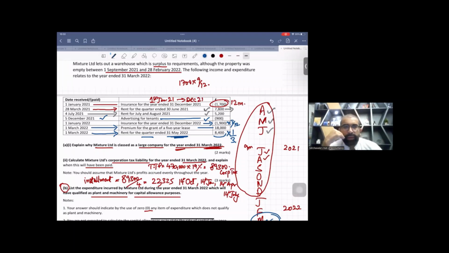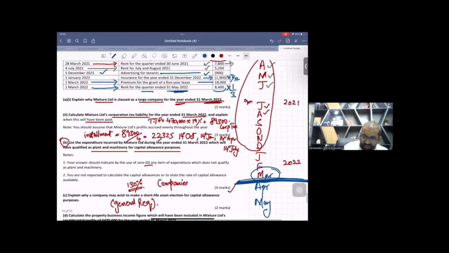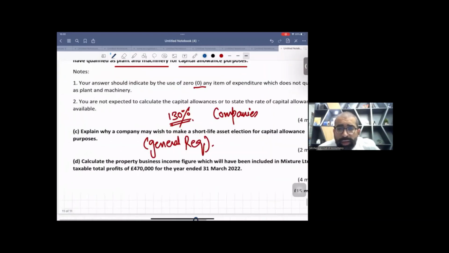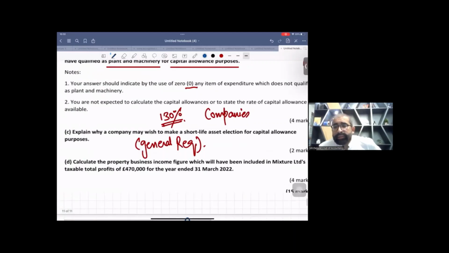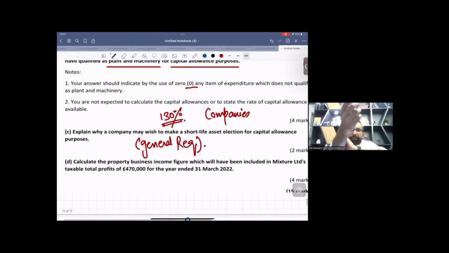Now let's read the requirement, the last requirement. C: calculate the property business income figure which will have been included in Mixture Limited's taxable profits for the year ended 31st March 2022. It means you don't need to calculate any TTP. Just calculate the property income.